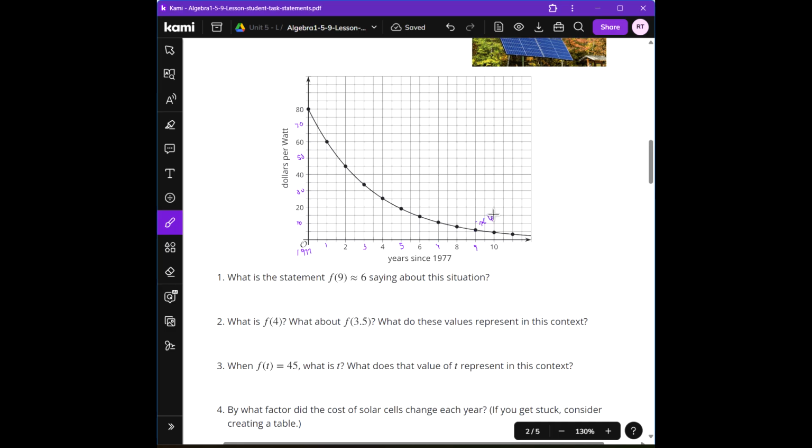And so what this means is 9 years after 1977, that would be 1986, the cost in dollars of 1 watt of solar energy is about $6.